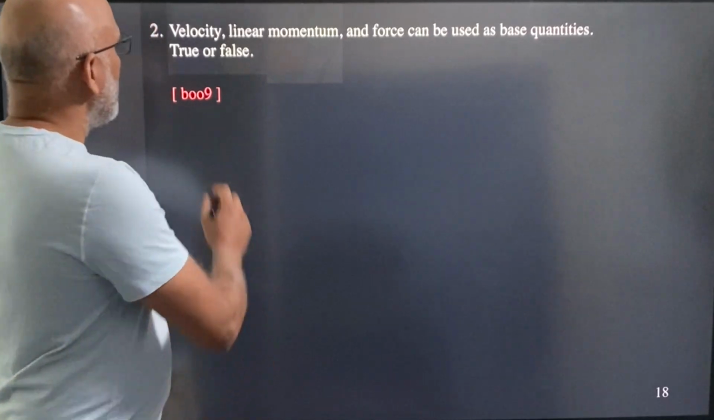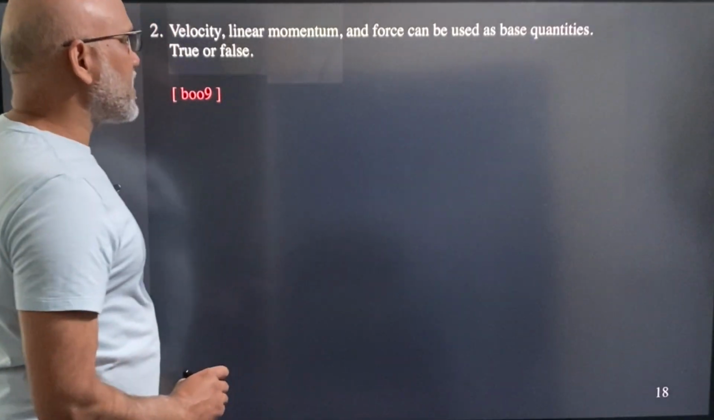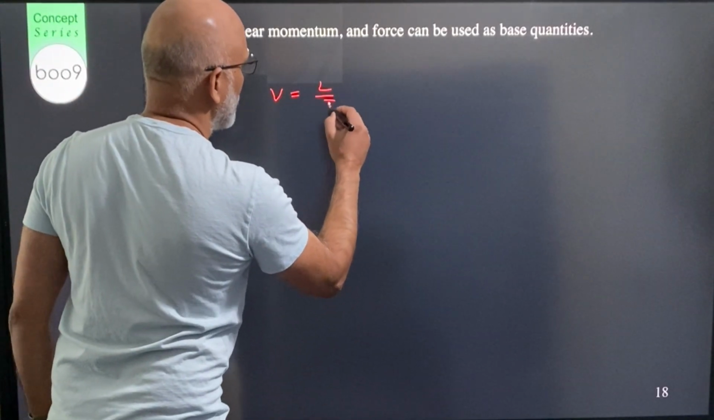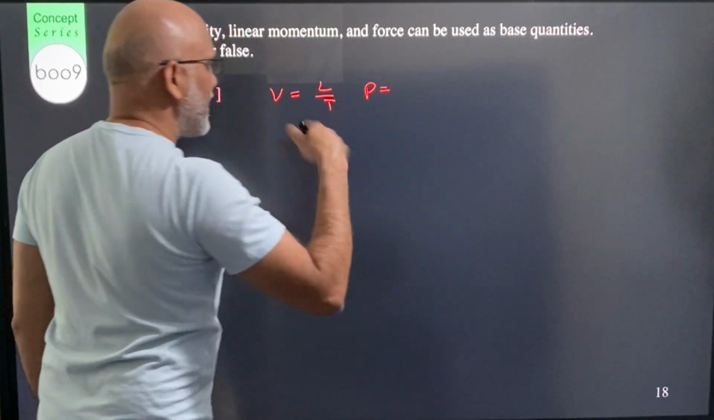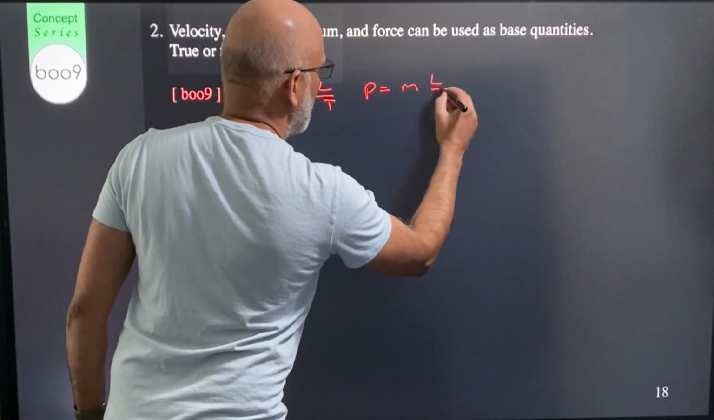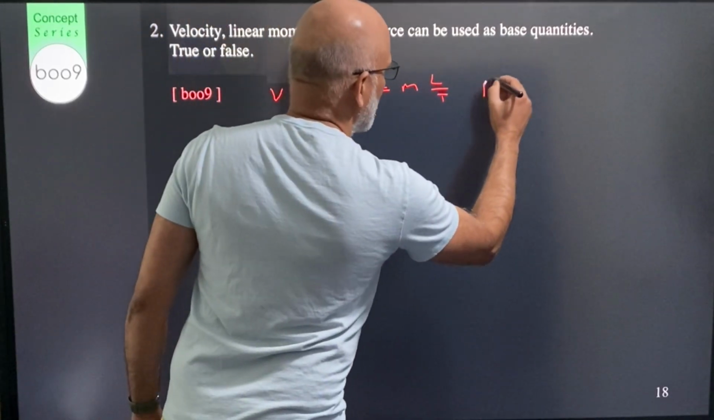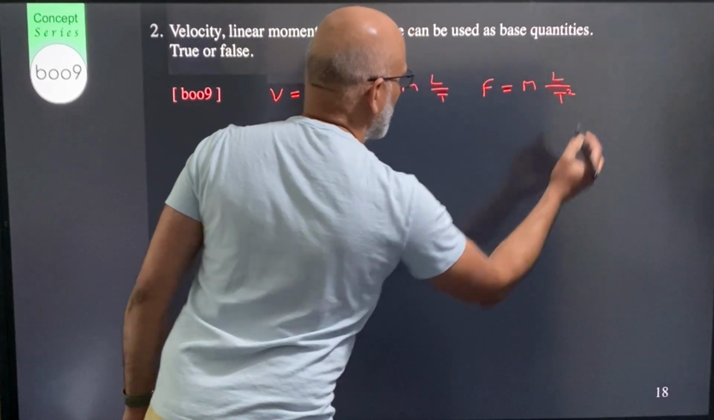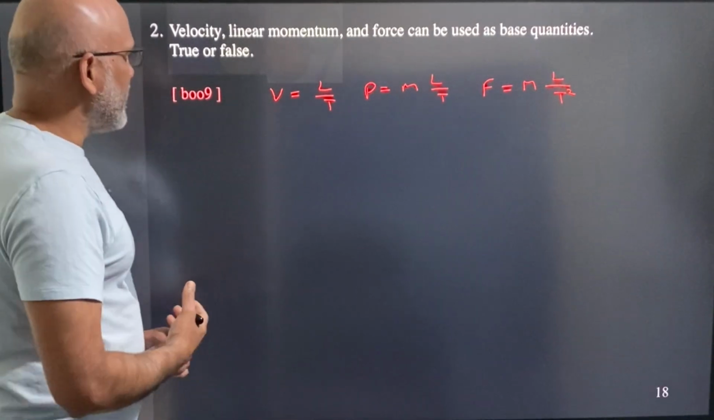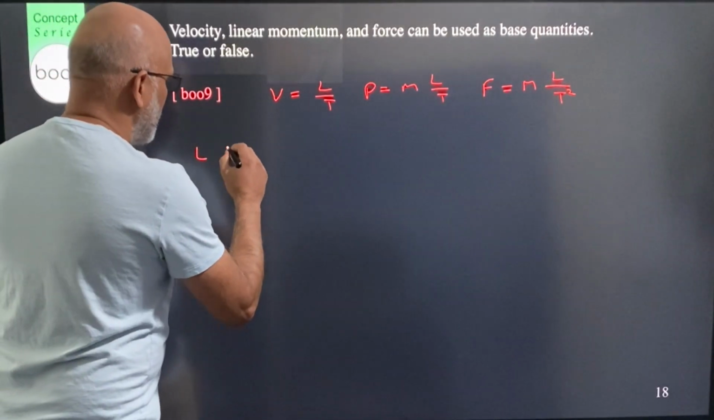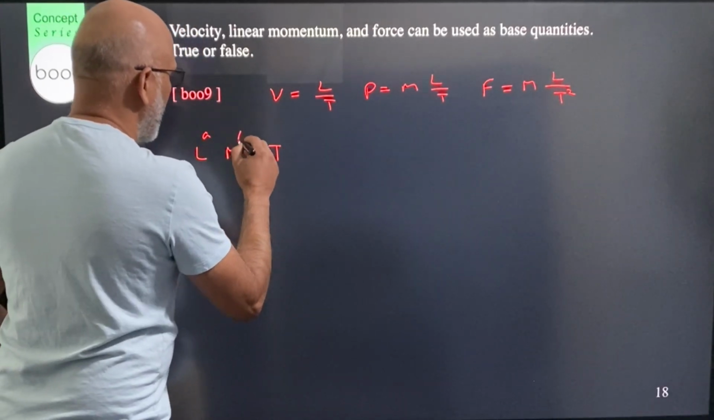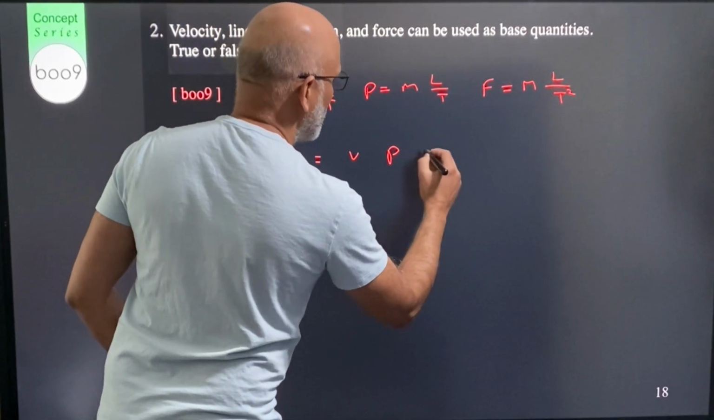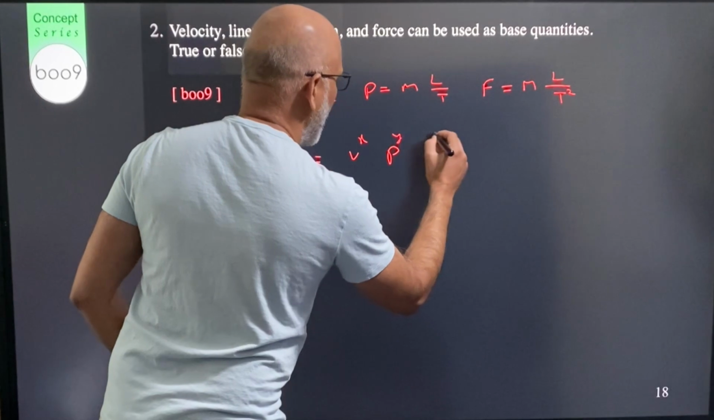Next example, velocity, linear momentum and force can be used as base quantities, true or false. Okay, velocity is length over time, linear momentum is mass times velocity, that is mass times length over time, and then force is mass times acceleration, so mass times length over t square. So we follow the process that we did earlier. Here the reference set is length, mass and time to the power a, b and c, and the derived set is velocity, linear momentum and force to the power x, y and z.